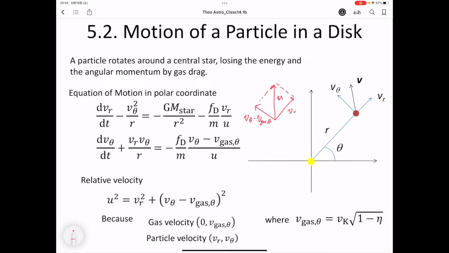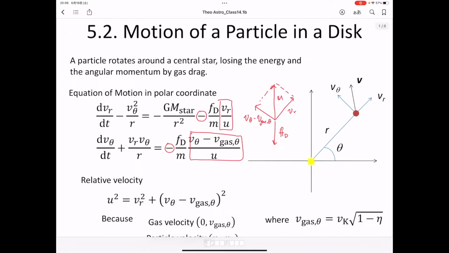And the drag force is acting on the solid particle. The drag force has the opposite direction with respect to u. This is the drag force acting on the solid particle. Because of the opposite direction, we put negative signs here and here. So we need to find the drag force in the direction of r. Then you need to multiply by v_r over u to find the projection of the drag force on the r direction. In the case of the theta direction, dv_theta/dt plus v_r v_theta over r equals, there is no gravity in the theta direction, just only the drag force acting on the solid particle, minus F_d over m times (v_theta minus v_gas,theta) over u. So we need to multiply by this factor to find the projection of the drag force on the theta direction.